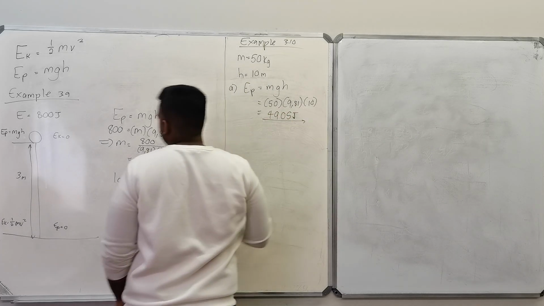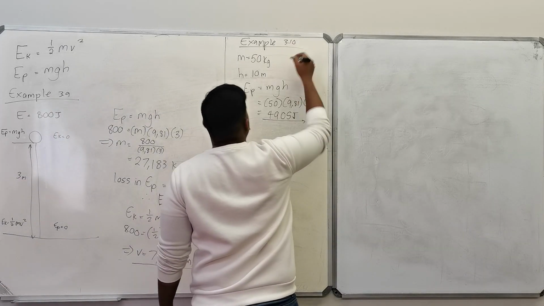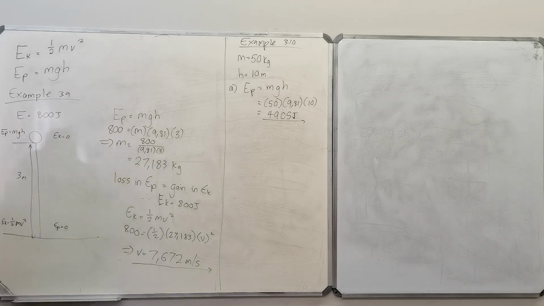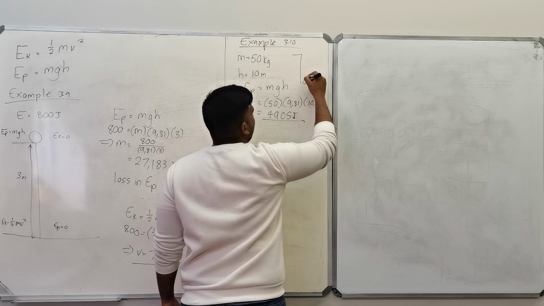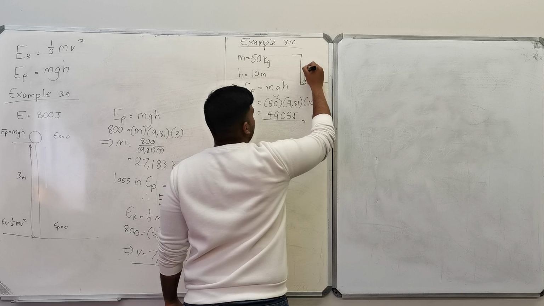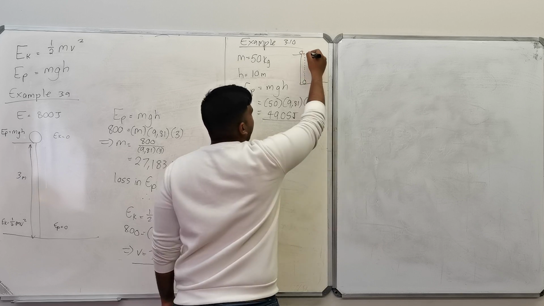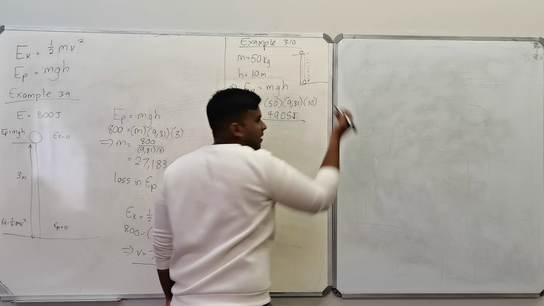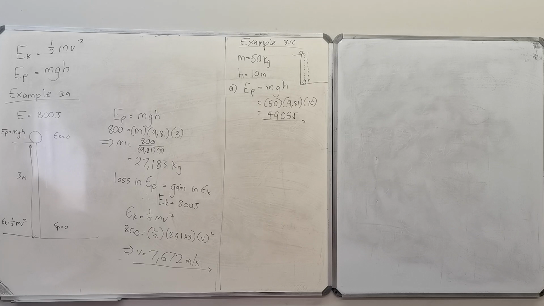Just draw the diagram. The object is lifted, and then it's allowed to fall back. So you want to see what's the potential of this ball, which was initially on the ground, and then it was lifted to this point here, and then it was allowed to come back down. That's what they're talking about. I thought someone was throwing the ball up and it was coming back down. The ball is lifted.